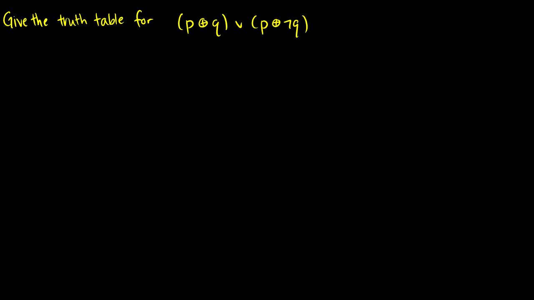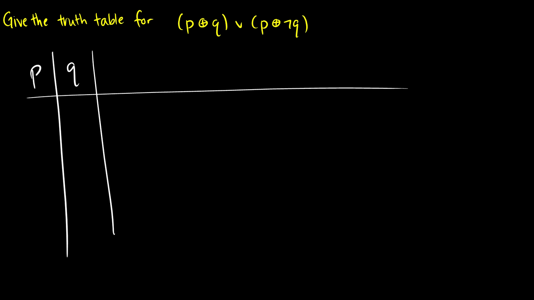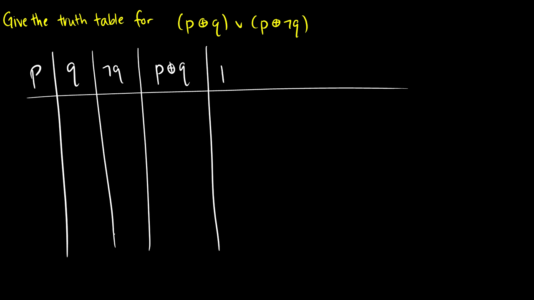Second question. Let's give the truth table for P XOR Q or P XOR not Q. Again, another truth table question, so let's set this up. We have P, Q, and we're going to need not Q. We're also going to need P XOR Q and P XOR not Q, and we'll label the first one as X and the second one as Y, just so we don't have to write as much.